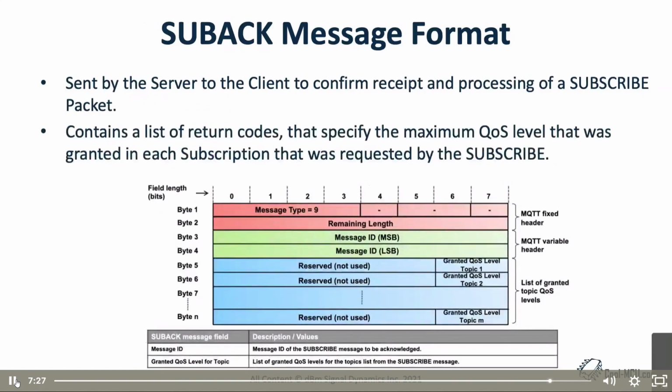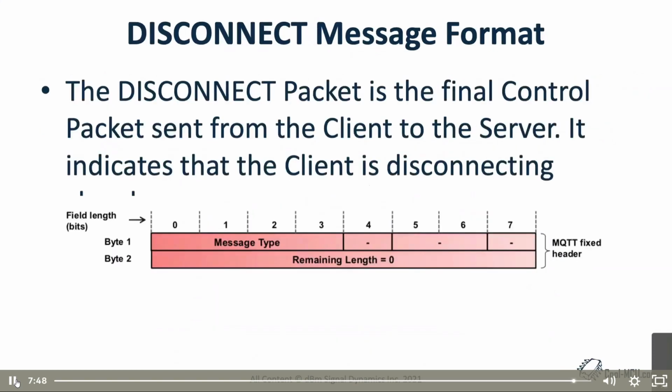Here we have a subscribe acknowledge or SUBACK packet, which is sent by the server to the client to confirm receipt and processing of a subscribe packet. It contains a list of return codes that specify the maximum QoS level that was granted in each subscription that was requested by the subscribe packet. Here we have a disconnect packet, which is the final control packet sent to a server to indicate that the client will be performing a clean TCP socket disconnect, meaning it will be sending a FIN message to trigger a pair of two-way handshakes.